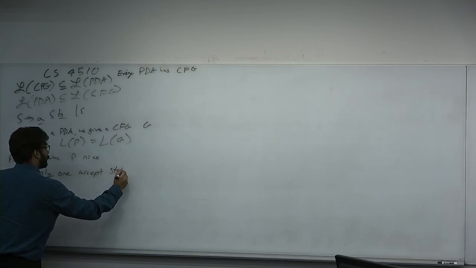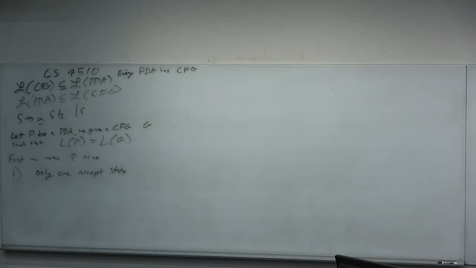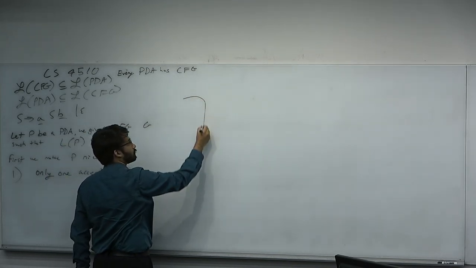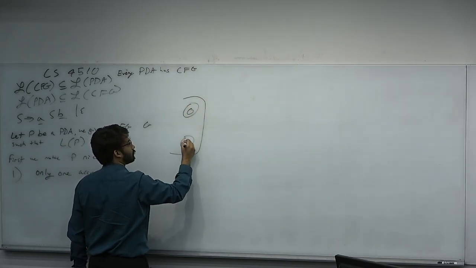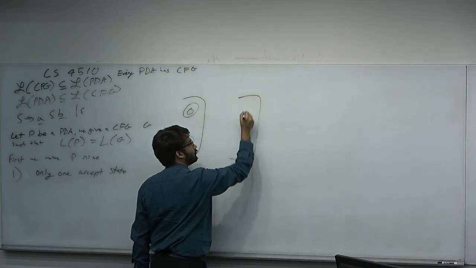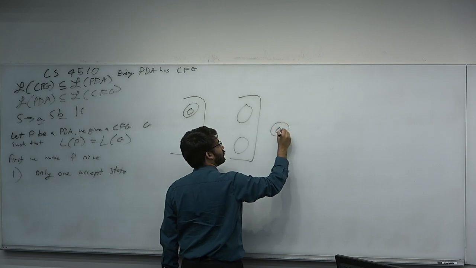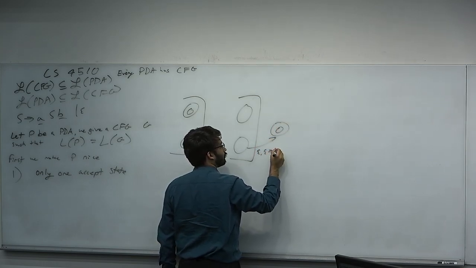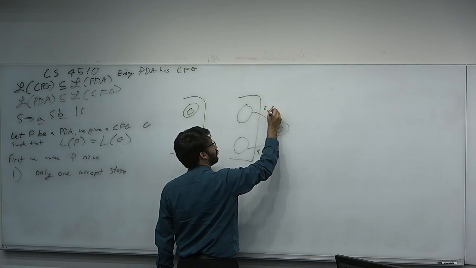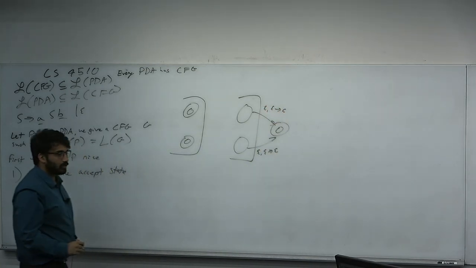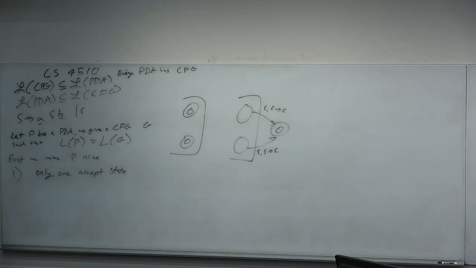If I wanted to modify the PDA so that it only had one accept state, what should I do? Take all the existing accept states and add just an epsilon transition to the new accept state, and then all the old ones stop being accept states. This trick also works for NFAs, if you want to have NFAs of one accept state. Great.